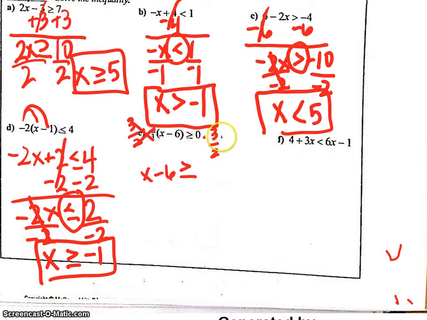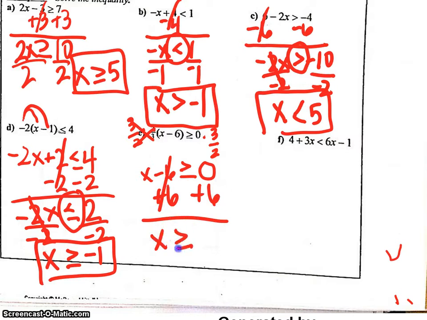And 0 times 3/2 is 0, because anything times 0 is 0. And now I've got my simple inequality. So I can add 6 to both sides, and I have x is greater than or equal to 0 plus 6, which is 6.